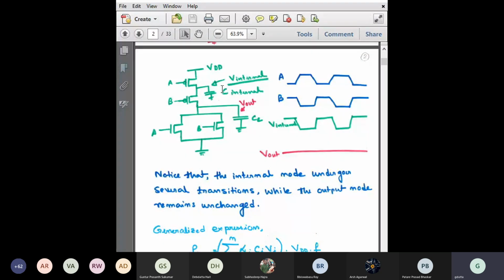But there are power dissipations if you consider the internal node capacitance. So if some combinations are like this, then we also have to consider the effect of internal nodes while considering the power dissipation.